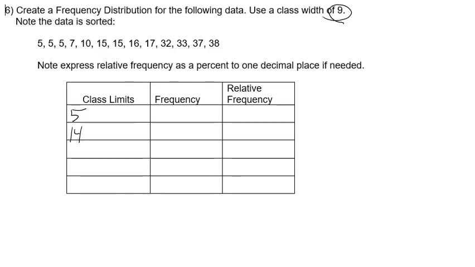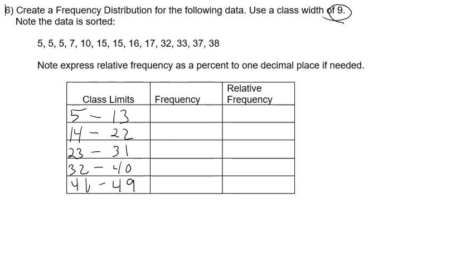14 and 9 is 23. 23 and 9 is 32. 32 and 9 is 41. So here are our lower class limits. Our upper class limits, well, again, if you go on the diagonal, it's going to be 1 less, so that's 13, 22, 31, and 40. And then if you add 9 to this one would be 49.